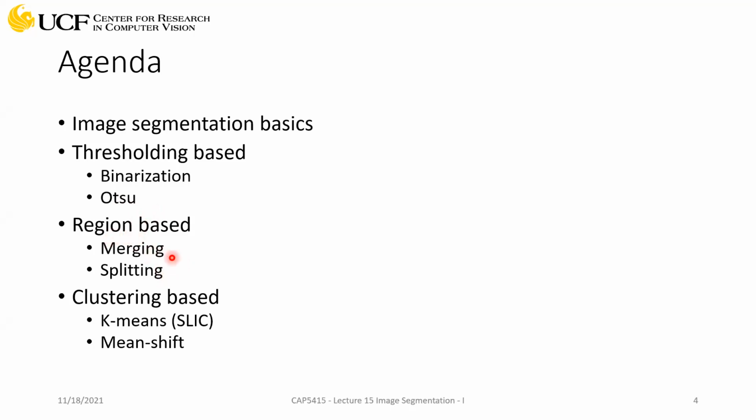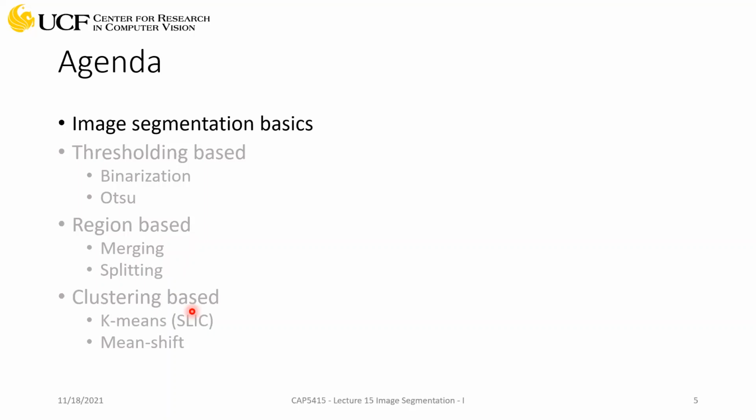Again, we will talk about two different strategies there, merging and splitting. And finally, clustering-based approaches, which are k-means and the mean shift algorithm. So for these clustering-based algorithms, if you have taken any machine learning course, you should already know what they are. Then we will see how we can use these clustering algorithms for image segmentation. So this will take roughly two lectures. We will go until region-based somewhere, and then the rest we will cover in the next lecture.